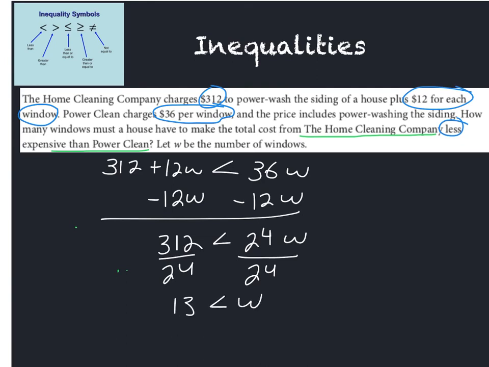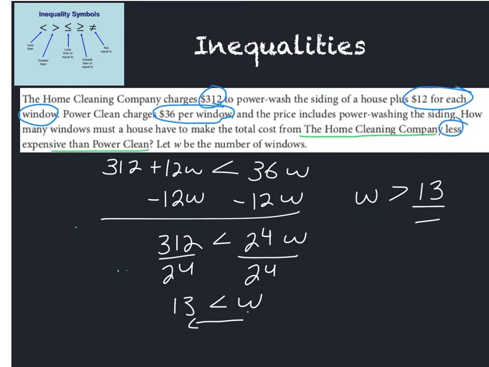Now, with inequalities, we normally like having the variable first. So how would we do that? It's not like an equation. We can't just switch things around. We'd have to actually do something to the inequality symbol as well. And the easiest way of doing this is just reading this backward. Think of this as from W's point of view. So if we're reading this from W's point of view, it says W is greater than 13. So that's how this inequality would read. That means that we'd have to have more than 13 windows to clean before the home cleaning company is less than power clean. And that's how you would solve this.